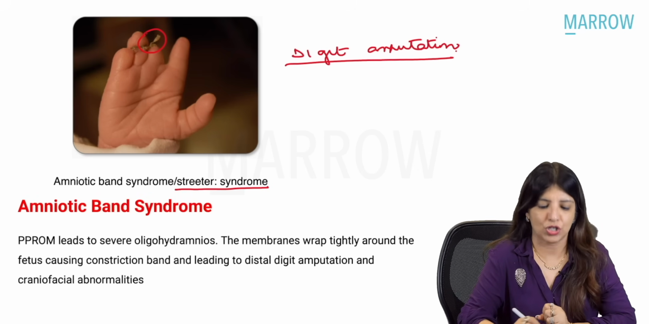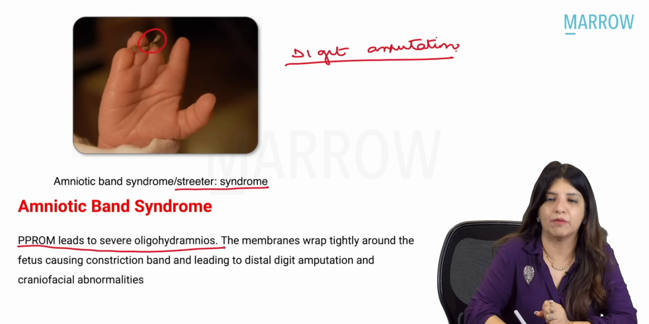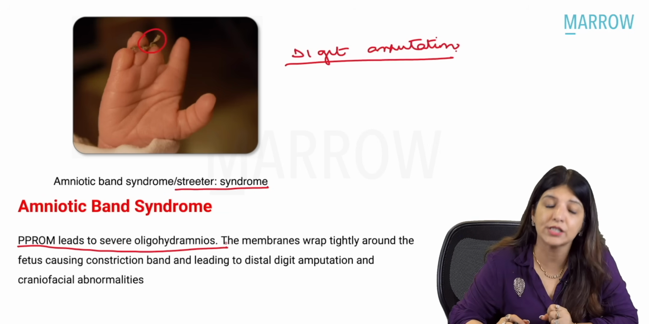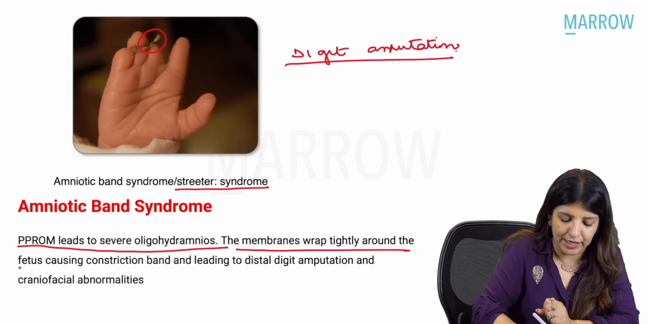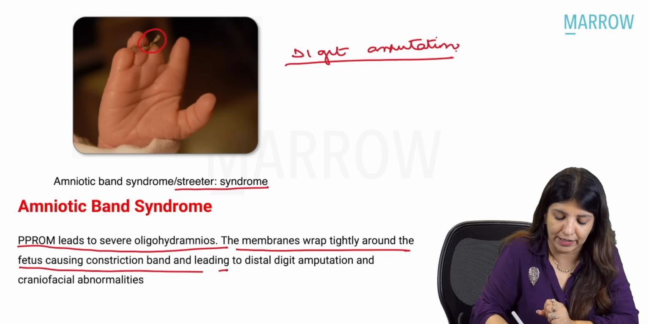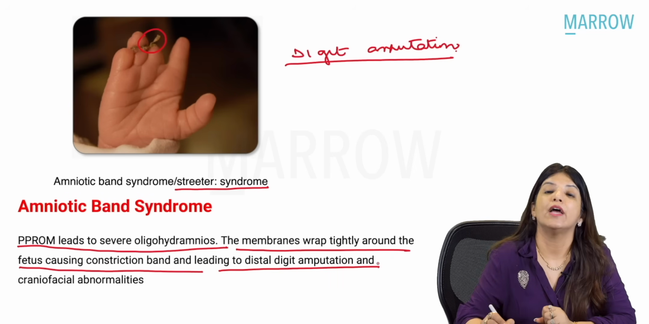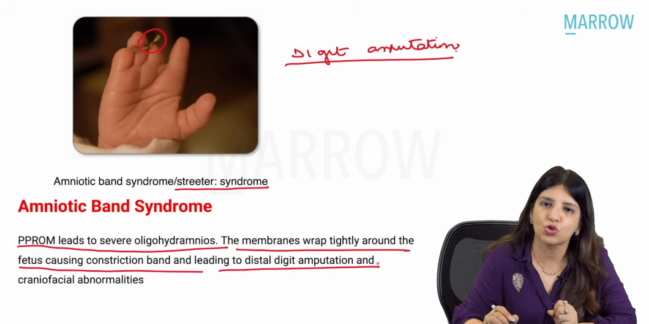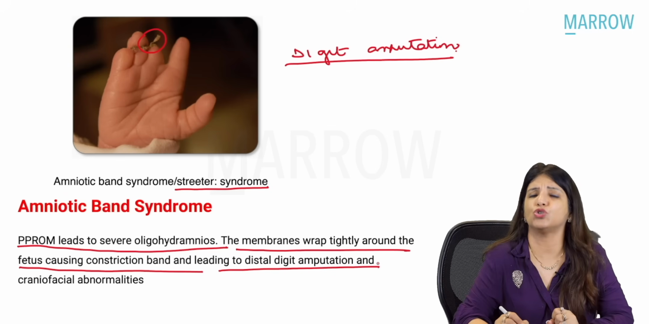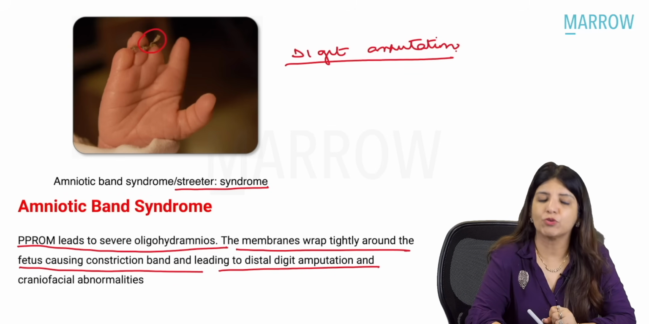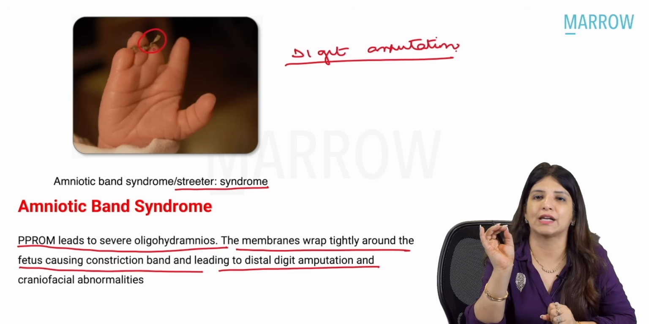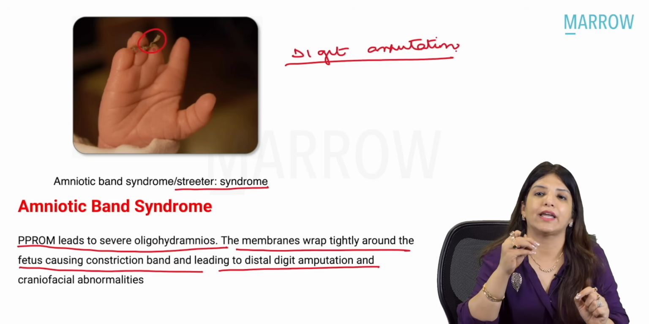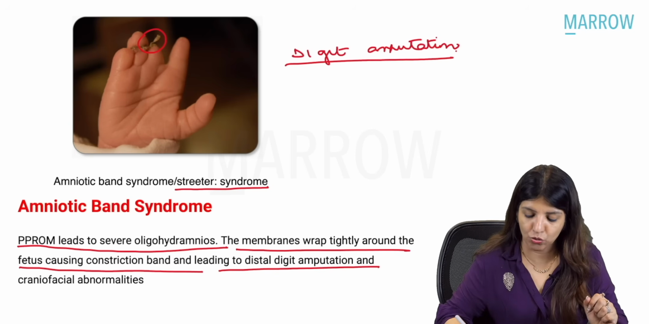Why is this digit amputation happening? This is happening because of preterm premature rupture of membranes, which is going to lead to severe oligohydramnios, and the membranes, they wrap tightly around the fetus, causing constriction band and leading to distal digital amputation. So whenever you are getting distal digit amputation, it means you are looking at constriction band syndrome or amniotic band syndrome or Streeter's syndrome. And a distinguishing feature over here will be not only the digits are amputated, you are also getting that the membranes are tied around the digits tightly like a rubber band. Right? Clear to all of you?